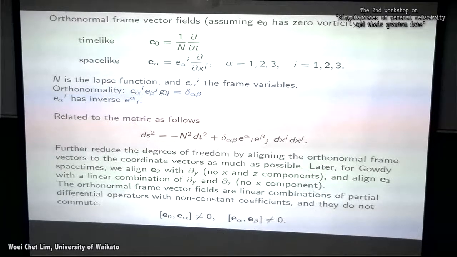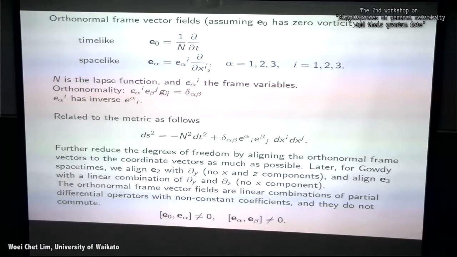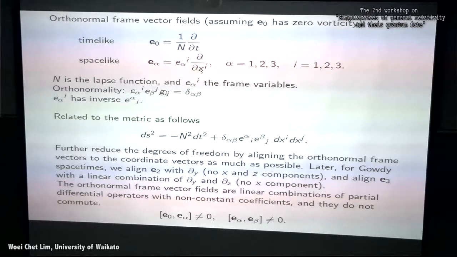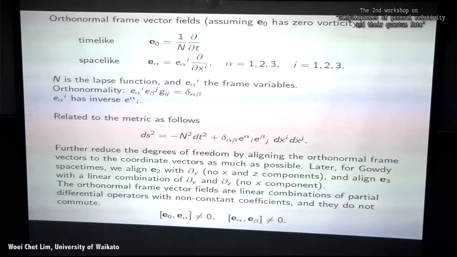Now the tetrad or the orthonormal frame vector fields are related to the coordinates t and x^i as follows. So E_alpha tetrad, the 3 spatial ones are related like this. So E_alpha^i are the coefficients, the frame coefficients, and N is the lapse. The main point is that these vectors do not commute.